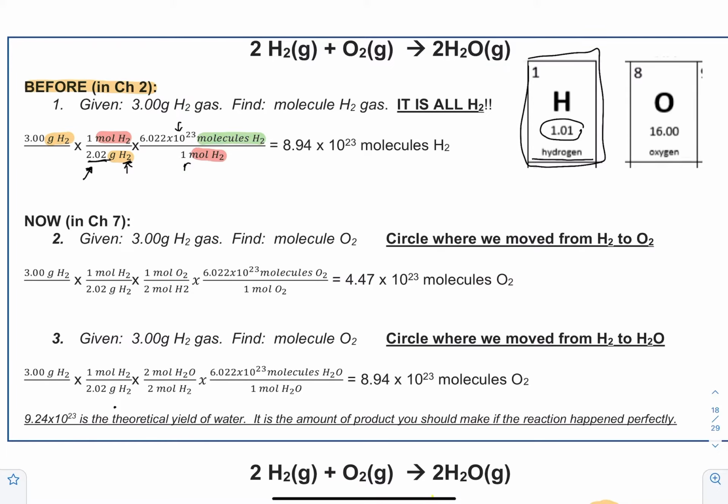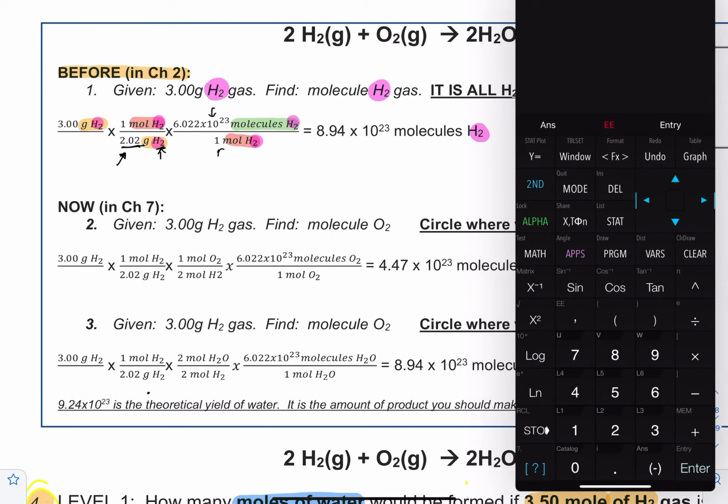And here's the key difference of what we are about to change. We were given an amount of hydrogen gas, and we had to find an amount of hydrogen gas. So all of these are H2. And here's the math on it. Just as a reminder, I'm putting it in the calculator. You're going to take 3, times 6.022 e to the 23rd, divided by, don't forget to divide by the 2.02. You don't have to include the ones unless you want to. And that gives us 8.94, because this is 3 sig figs, and then times 10 to the 23rd. Don't lose that 23rd on the right-hand side.